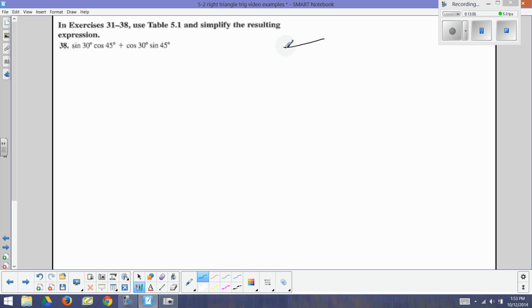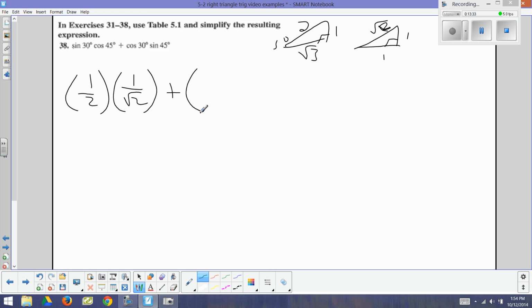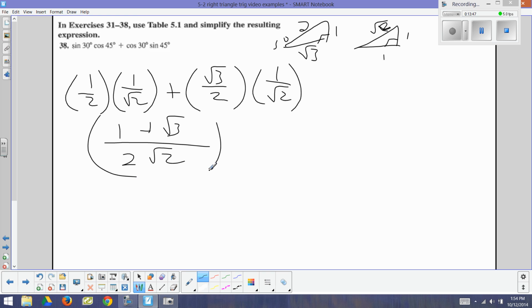Next one, draw my triangles again. Right triangle, that's a 30-degree triangle. 1, 2, radical 3 on my sides. 45, 1, 1, radical 2. So sine of 30 is opposite over hypotenuse, 1/2. Cosine of 45 is 1 over radical 2. Plus cosine of 30 is radical 3 over 2. Sine of 45 is 1 over radical 2. So 1 plus radical 3 over 2 radical 2. Rationalize the denominator, and I end up with radical 2 plus radical 6 over 4.